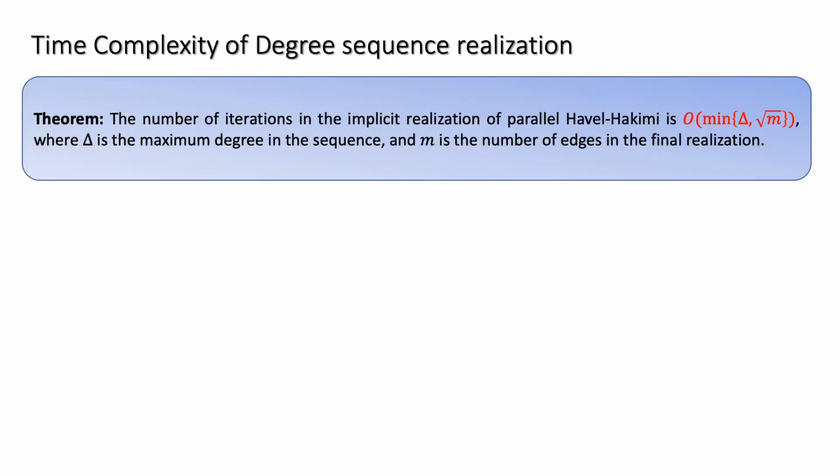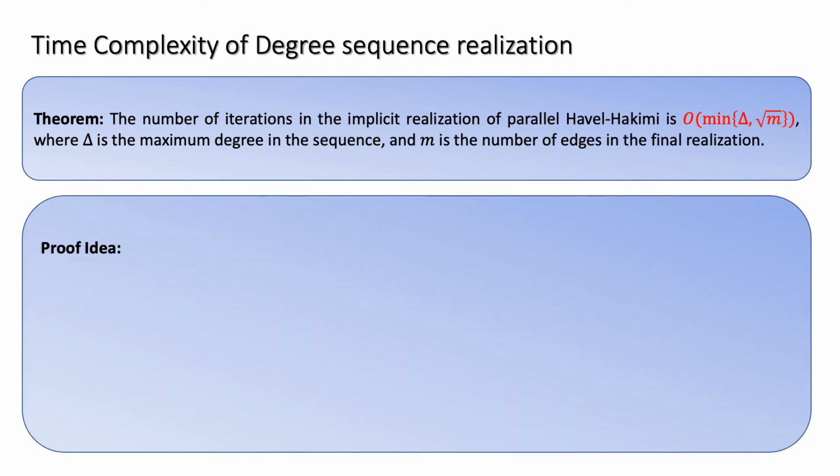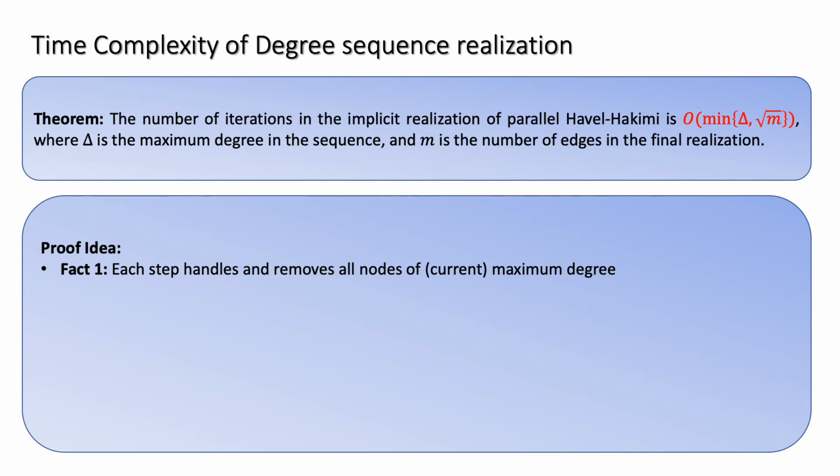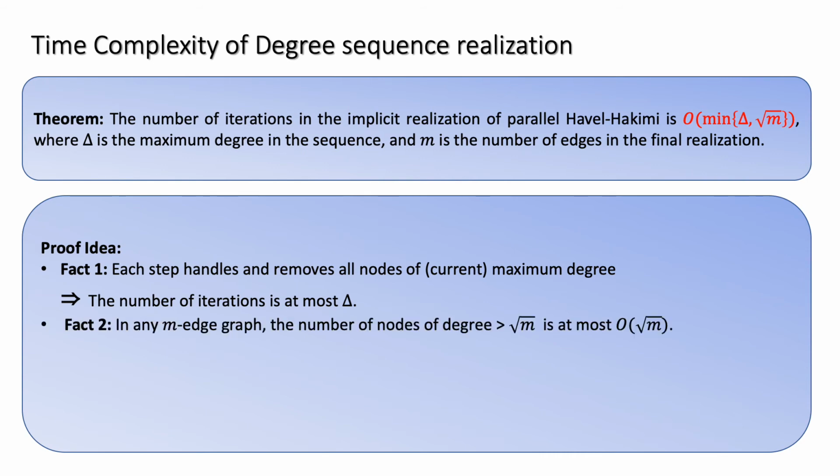Time complexity. The number of iterations in the implicit realization of this algorithm is O(min(delta, sqrt(m))), where delta is the maximum degree in the sequence and m is the number of edges in the final realization. Proof idea. The first fact is that each step handles and removes all nodes of current maximum degree. Notice that in each group we created, the leftmost node has been removed and the rest of the nodes have the degree reduced by 1. So the number of iterations can be at most delta.